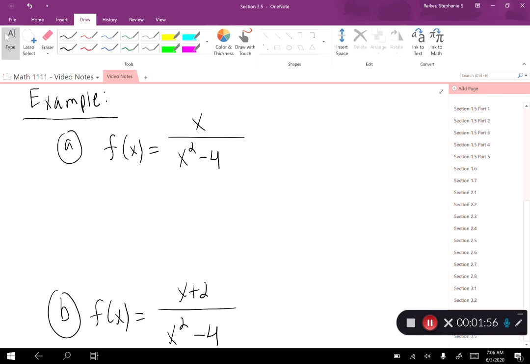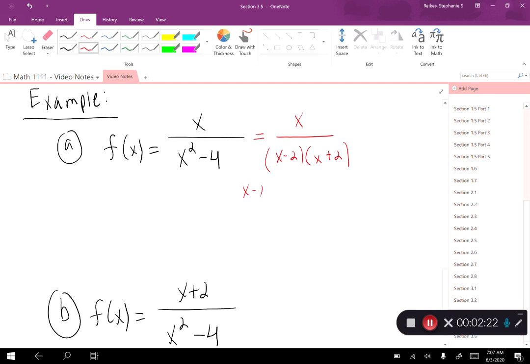Example A. F of x is equal to x over x squared minus 4. So again, I'm going to simplify this function. On the bottom, I see difference of squares. This is going to become x minus 2 times x plus 2. Alright, this particular function has two items in the denominator, so there'll be two vertical asymptotes for this problem.